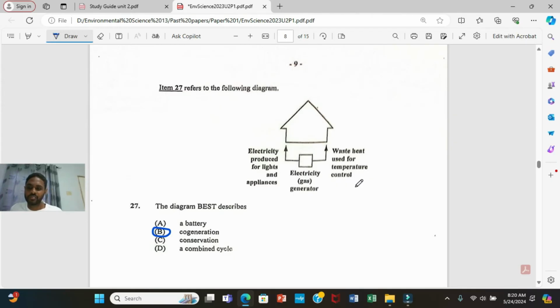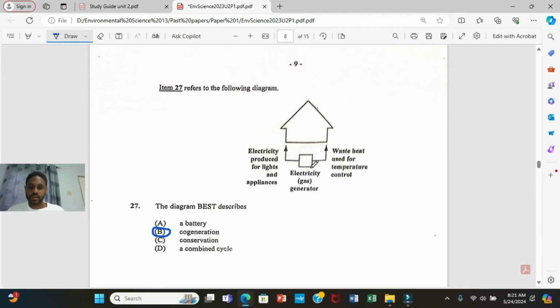But you know what? That principle would be used in countries that have snow. They don't really do this in Jamaica. Alright, that now would be cogeneration, guys. The answer is B. Now, don't mix it up with combined cycle. No, a combined cycle would use back the heat to produce more electricity. That would be a combined cycle.